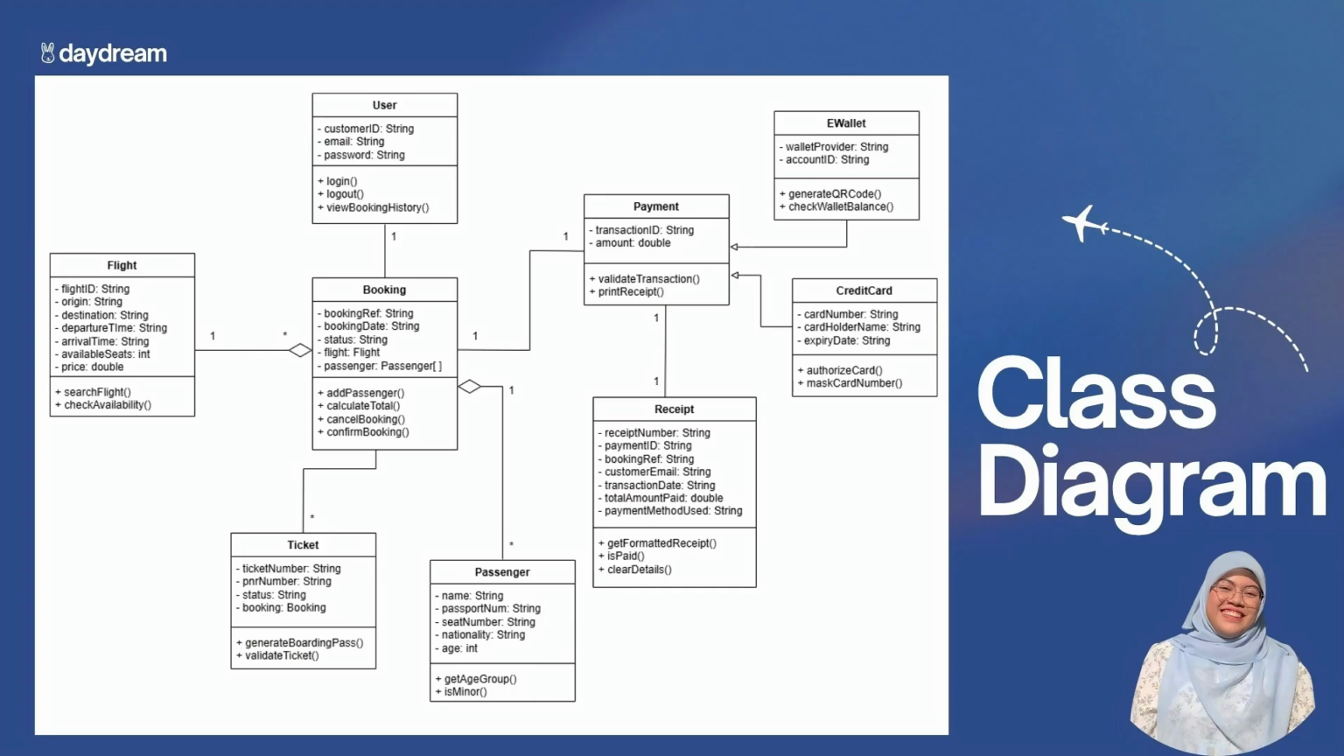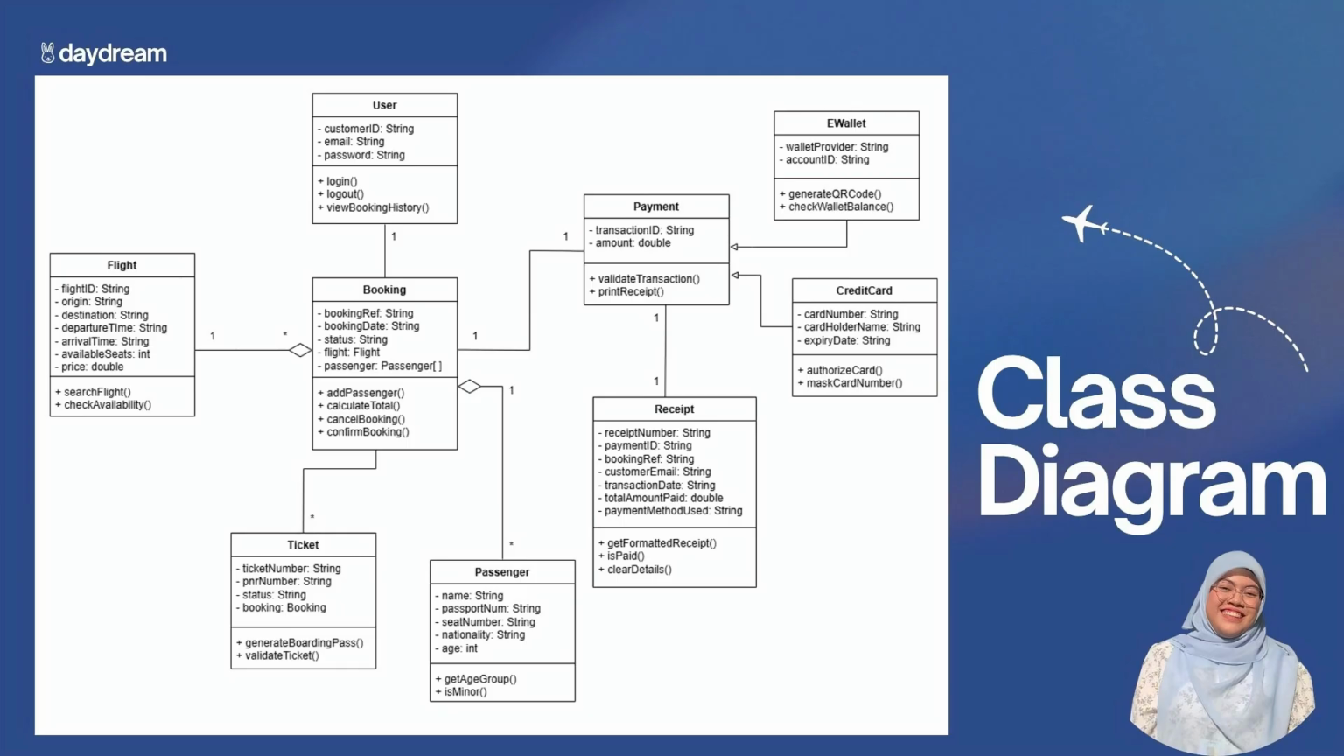Once a booking is successfully confirmed, the system triggers two simultaneous workflows, which is ticketing and payment. On the ticketing side, a booking can generate multiple individual tickets, typically one per passenger, which handle boarding pass generation. On the payment side, each booking links directly to exactly one payment transaction. Once validated, that payment generates a unique itemized receipt.